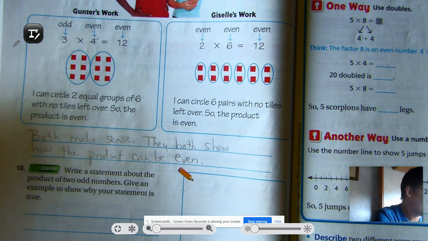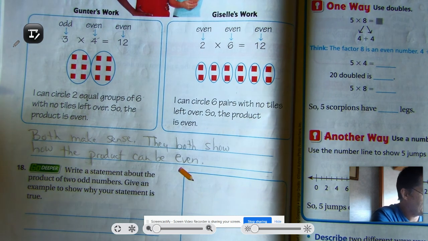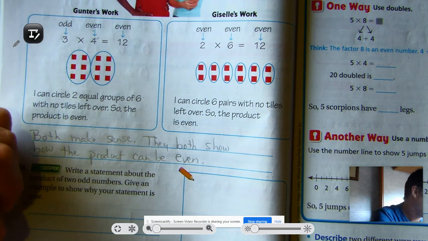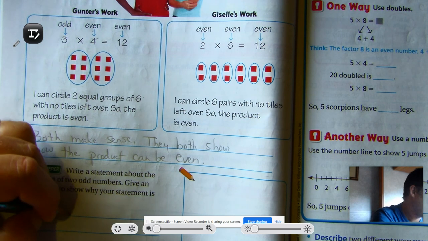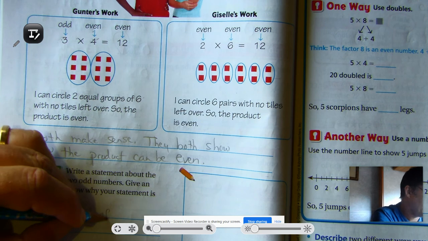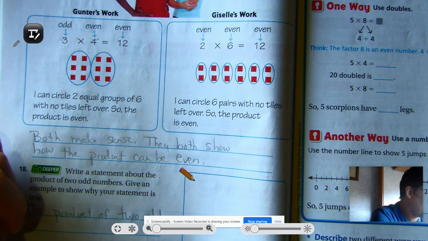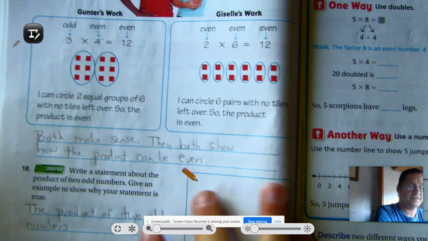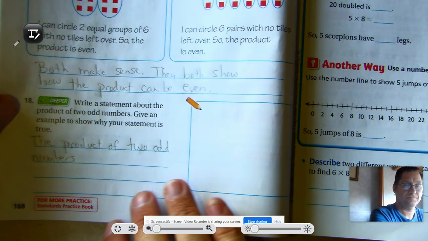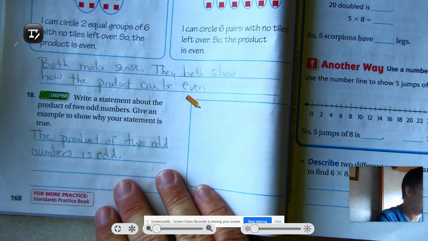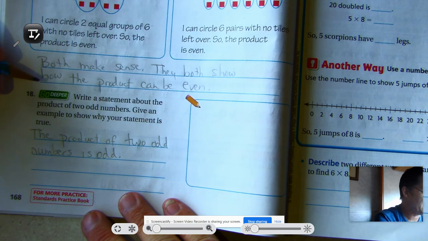Write a statement about the product of 2 odd numbers. Give an example to show why your statement is true. Okay, so the product of two odd numbers is odd. Give an example to show why your statement is true.